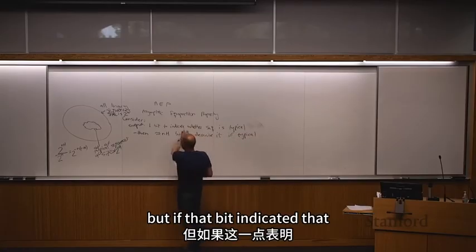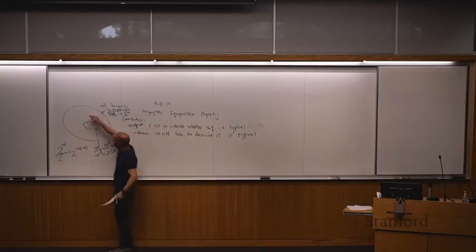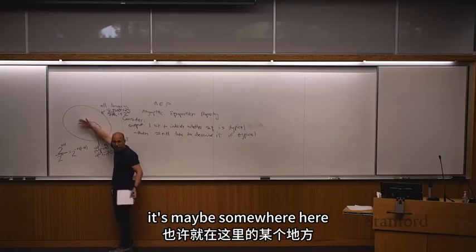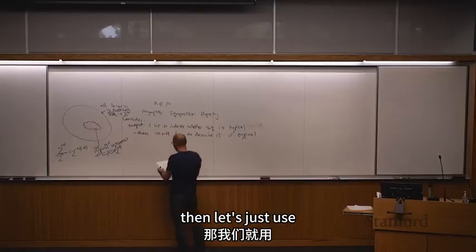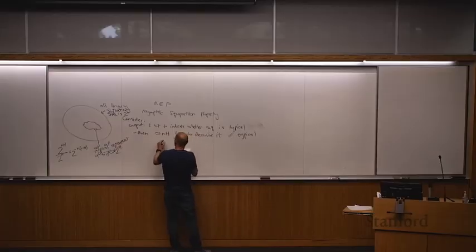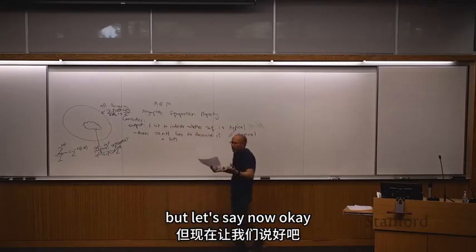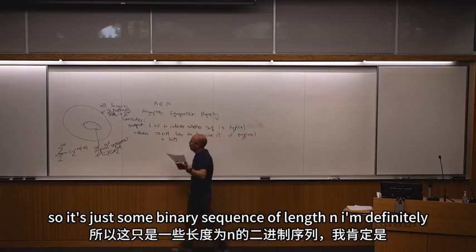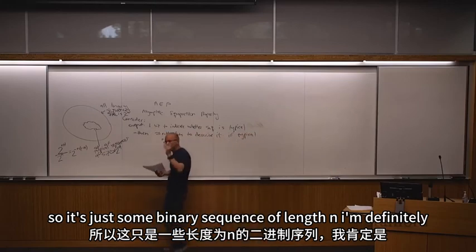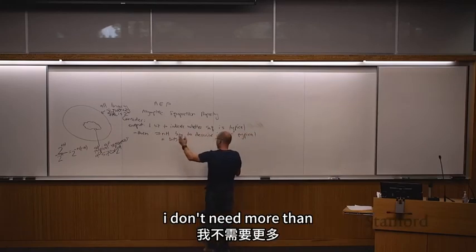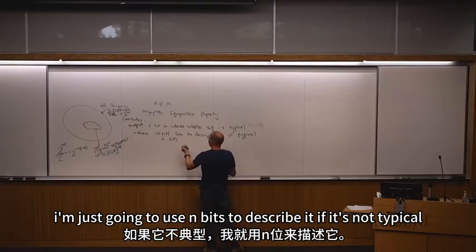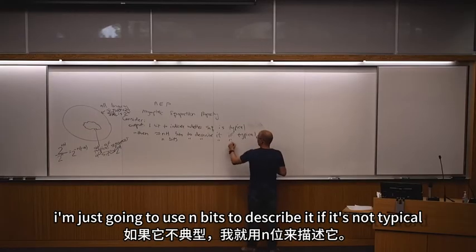But if that bit indicated that it's not here, it's maybe somewhere here, then let's just use n bits. Let's be wasteful. Maybe we can get away with less, but it's just some binary sequence of length n. I'm just going to use n bits to describe it if it's not typical.